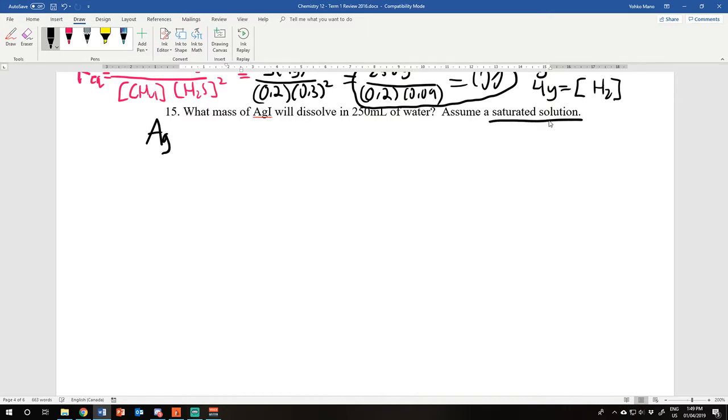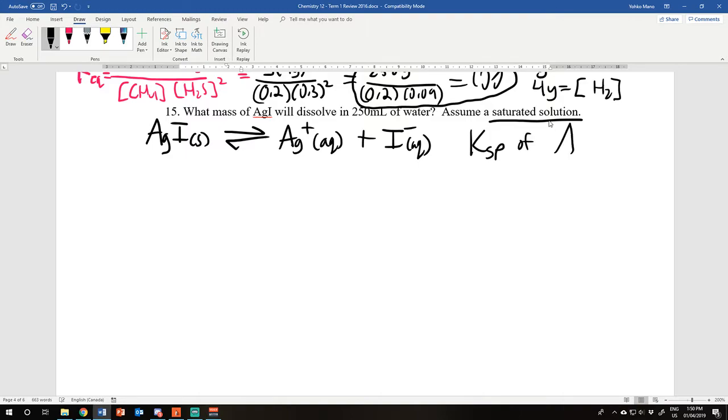In a saturated solution of silver iodide, we get the following equilibrium taking place. We get some amount of silver ions, some amount of iodide ions, and there we go. And this equilibrium will be governed by the KSP of silver iodide, which I did not memorize, but it is in your data booklet, I believe. Yes. So that's kind of the first thing you want to figure out.